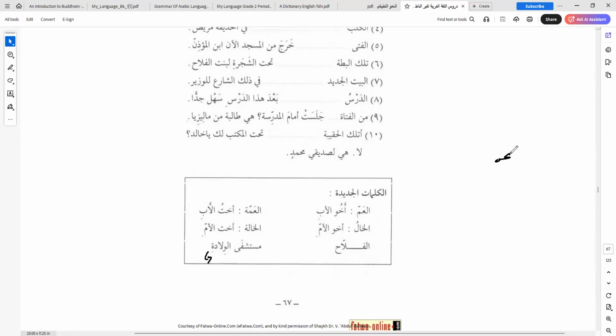We have ammun, and then the opposite is amma. So this is a male and this is a female, but this is from the papa side, paternal. And then we have khalun, that's from maternal side, but it's male. And then we have khala, and that is female. And then we have fallah, a farmer.